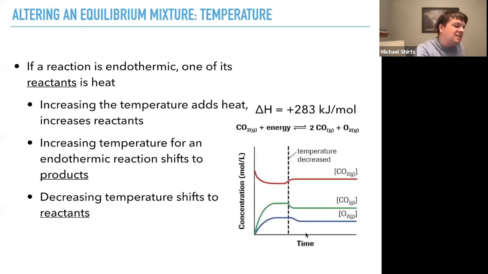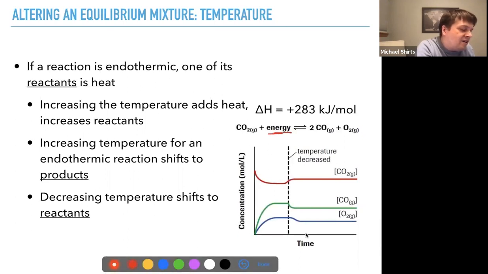So here, let's look at this visually. Here we have an endothermic reaction. If you have carbon dioxide plus an amount of energy, you can split that apart into carbon monoxide and oxygen. This is not balanced, but you can balance it. So here it's endothermic, and you could think of energy as an input.